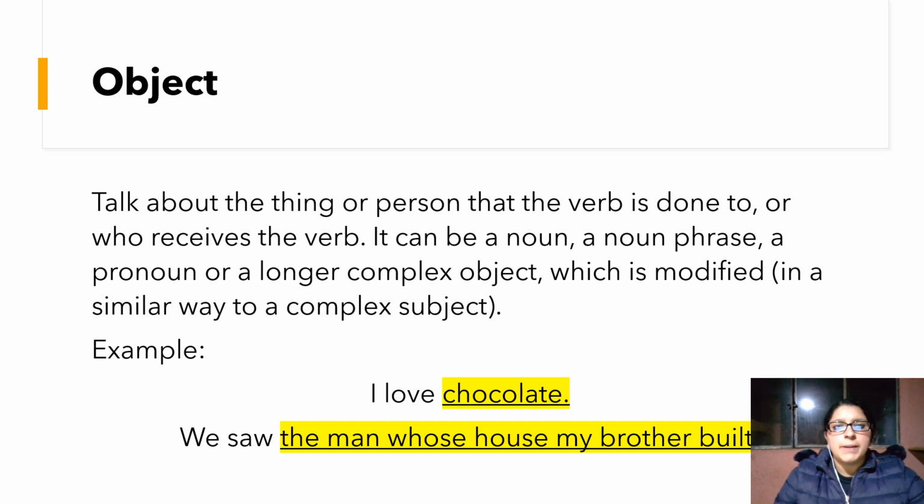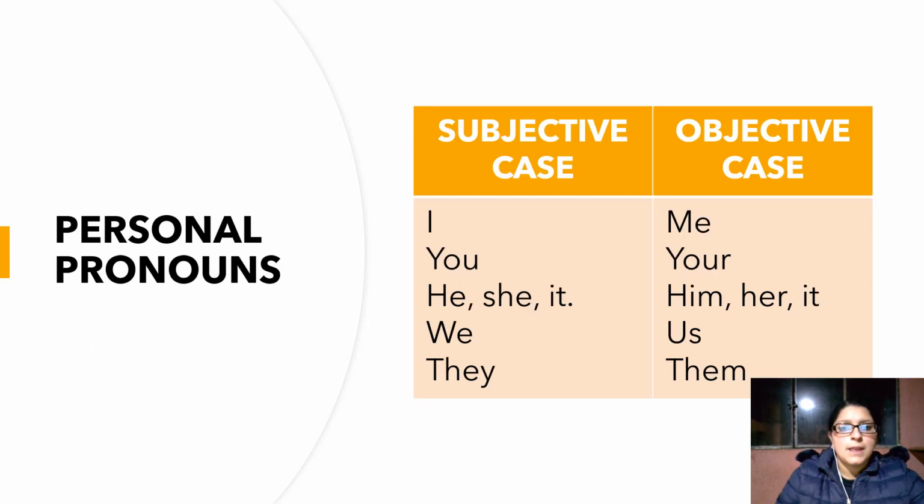Only a transitive verb can have an object. An intransitive verb never has an object. For example, we saw the house my brother built, where the house my brother built is the object for this sentence. Remember that pronouns can have subjective and objective case, like this: me, you, him, her, it, us, and them.